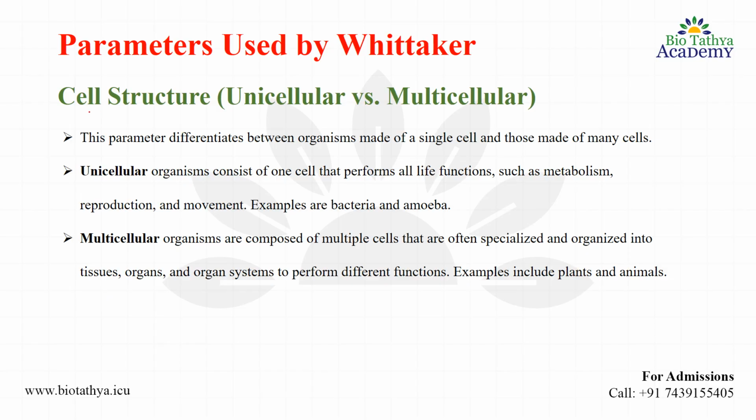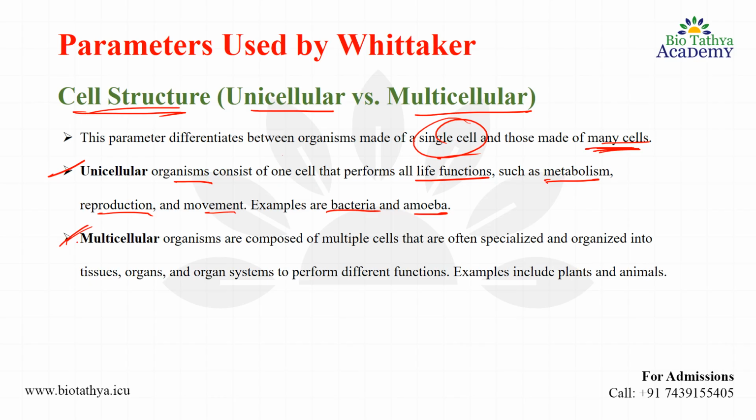Moving on to the cell structure, either it will be unicellular or it will be multicellular. This parameter differentiates between organisms made of a single cell or more than one cell, that can be two, three, or many. Unicellular organisms consist of one cell that performs all life functions such as metabolism, reproduction, movement, etc. Examples are bacteria and amoeba.